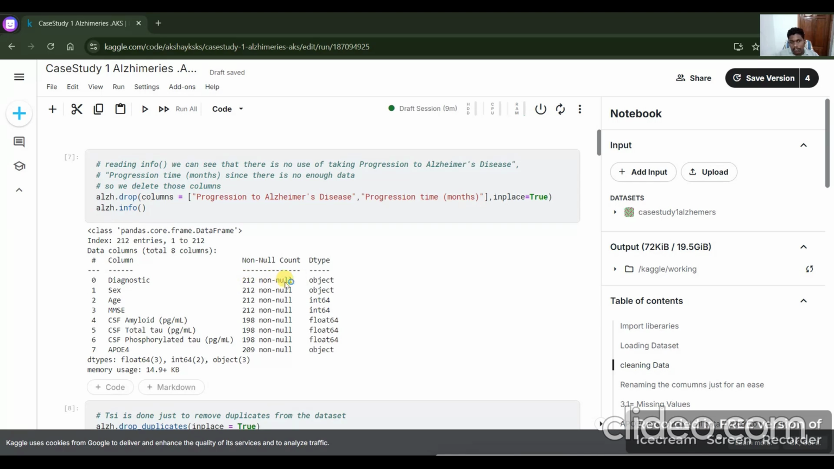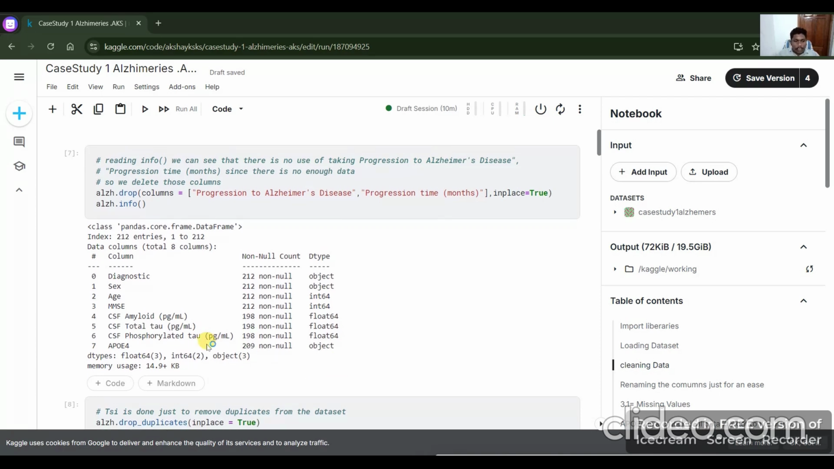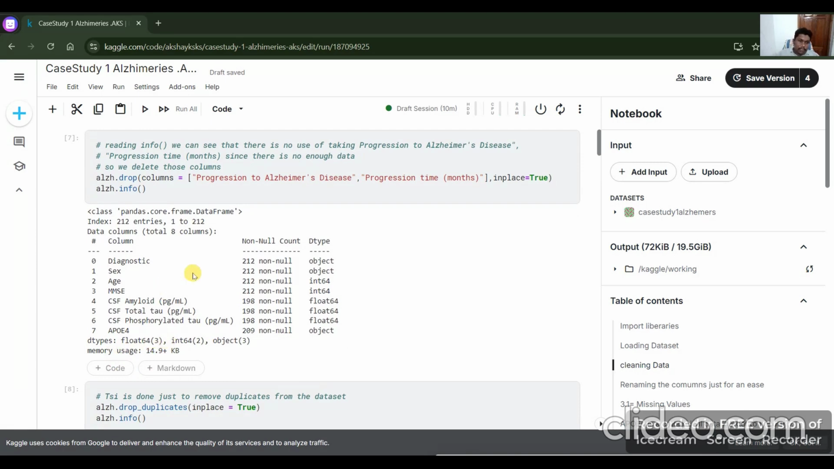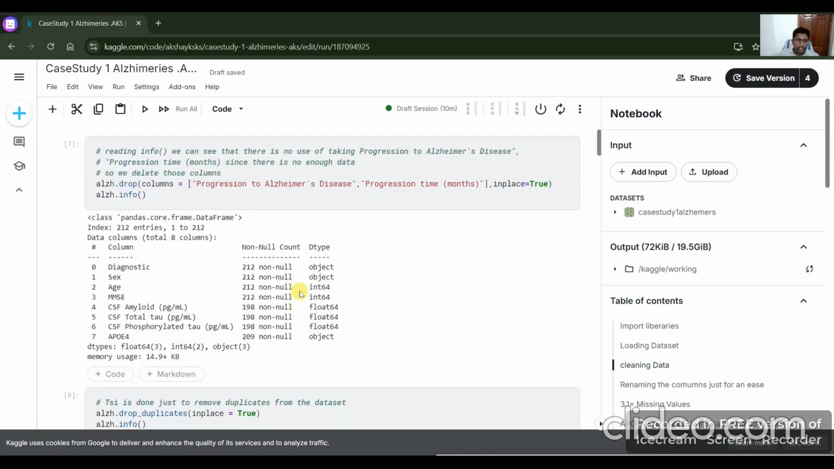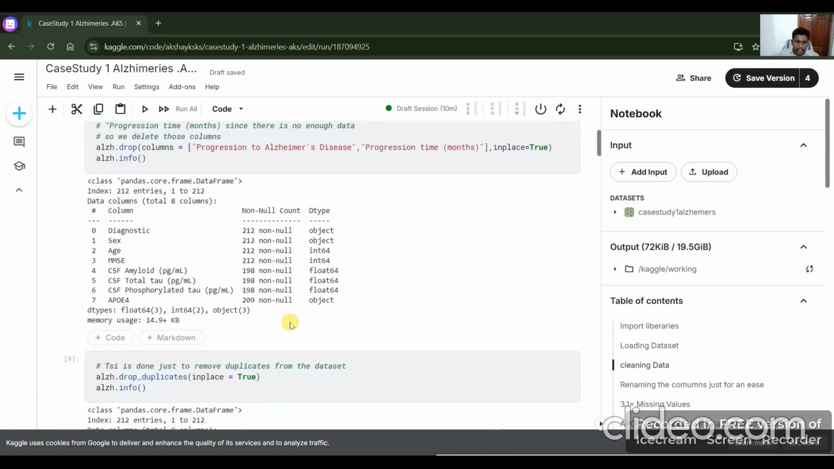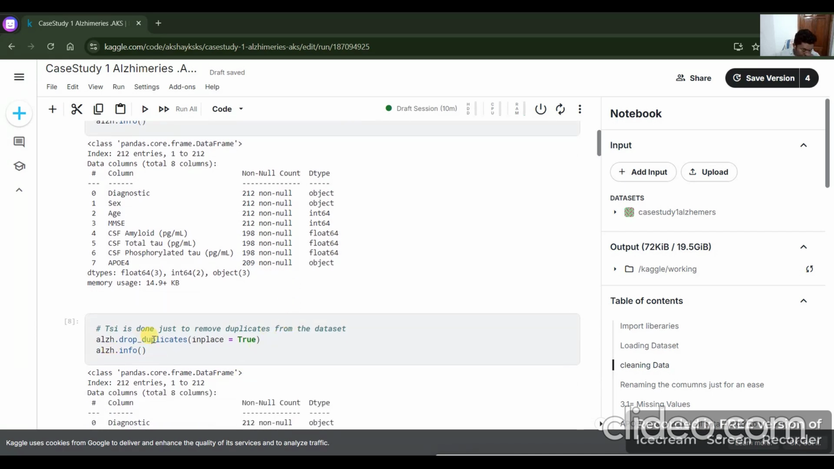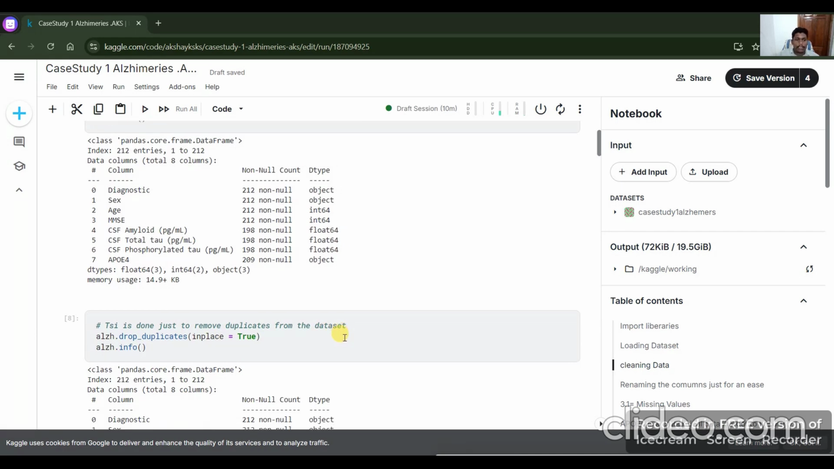Diagnosis has 212 non-null entries with data type object, sex is object, age is int64, MMSE is int64, CSF amyloid is float64, CSF total tau is float64, CSF phosphorylated tau is float64, and APOE4 is object. This is the cleaned dataset. After this is done, we remove duplicates from the dataset.